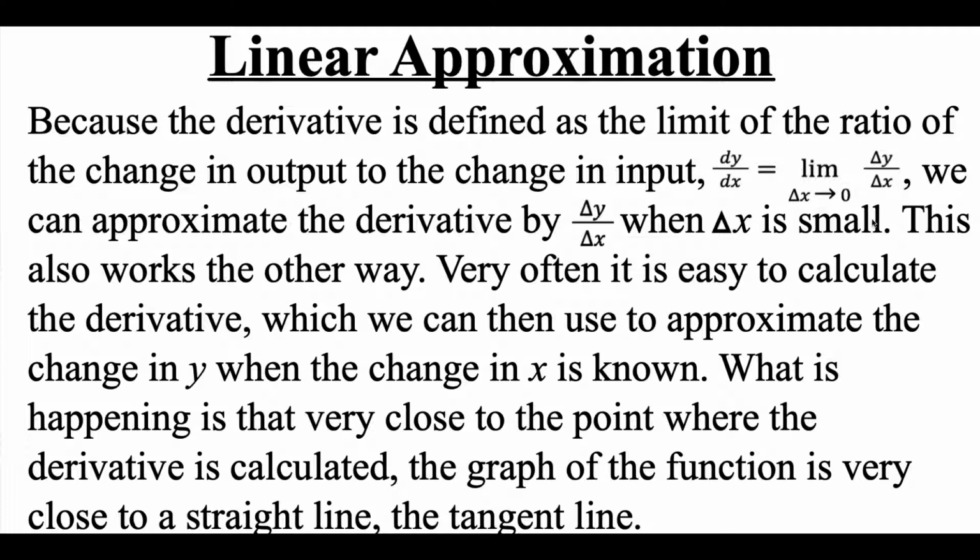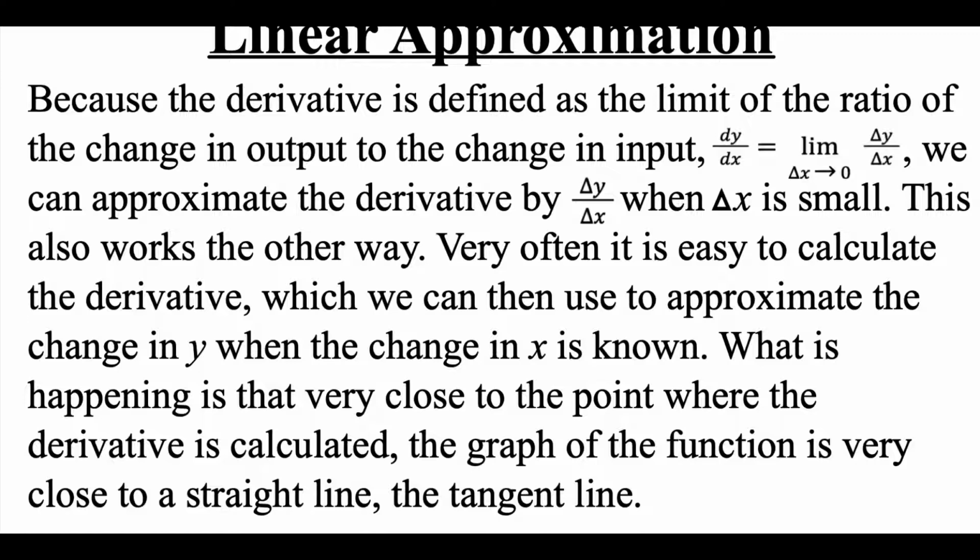This also works the other way. Very often it's going to be easy for us to calculate the derivative, which we can then use to help us approximate the change in the y value when the change in the x value is known. What's happening is that very close to the point where we are calculating the derivative, the graph of the function is very close to a straight line. So we can say that the curve is locally linear, which means as we zoom in on the picture, it looks like a straight line. And specifically, it looks like the tangent line.